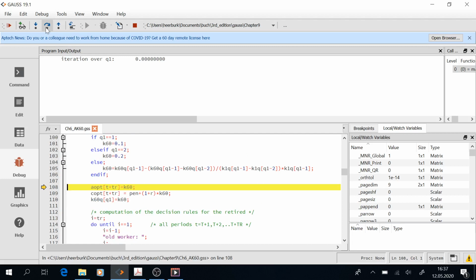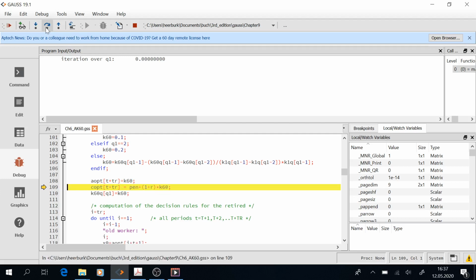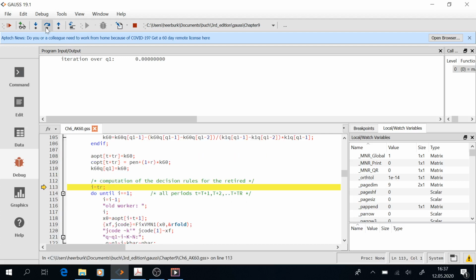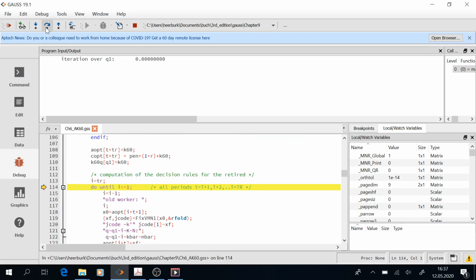We store this as the optimal asset level at age 60. We can then compute the optimal consumption at age 60, which is the pension plus the savings plus the interest on savings, 1 plus R times K60. And we store K60Q so that we see how nicely our secant method converges. And now we go backwards and iterate over the Euler equation. For given asset level K60 and K61, when we are basically dead, we know that this value is 0.